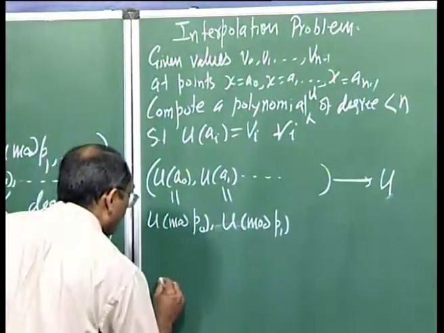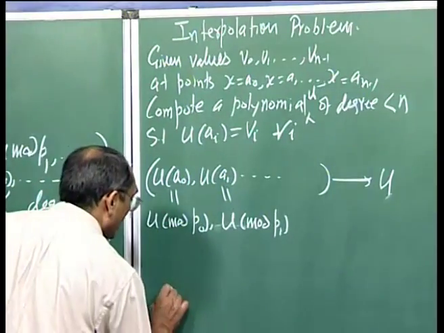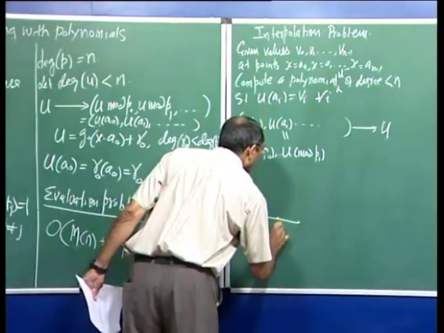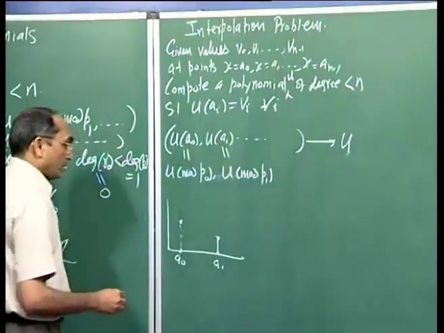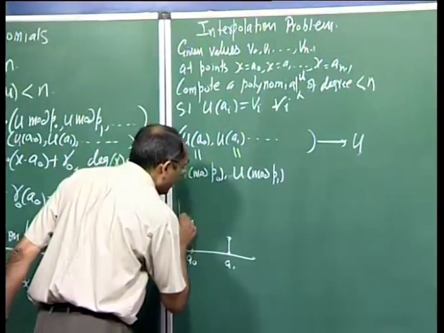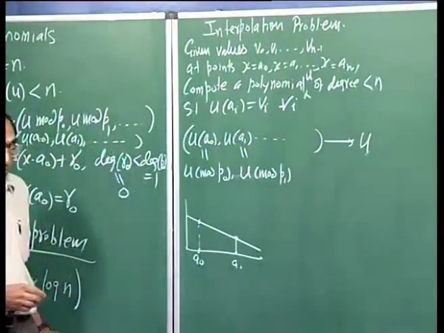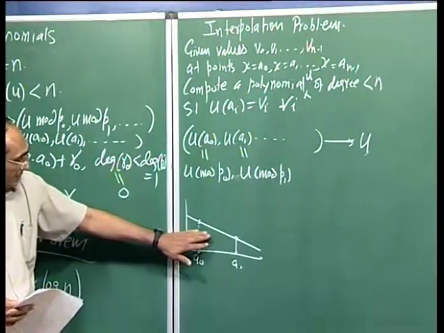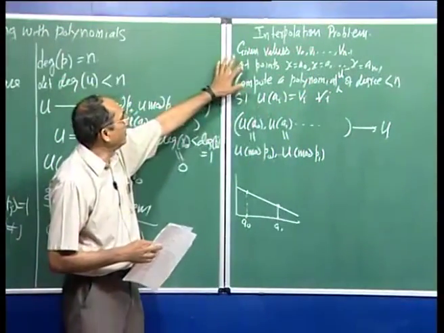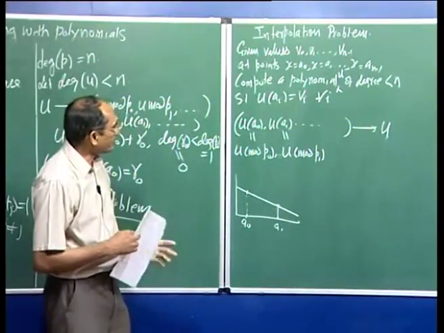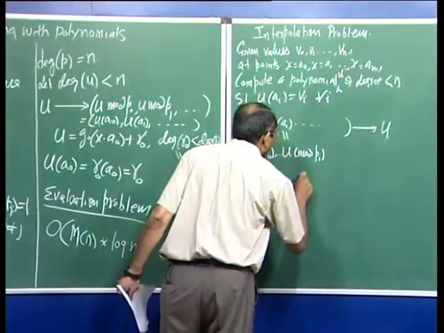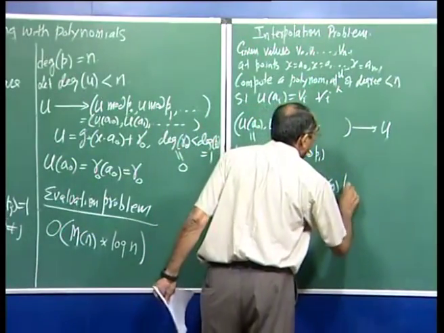We know that if I know the values of a polynomial at two points, a0 and a1, then I can give a polynomial of degree 1, namely a straight line, which will pass through these two. So, this is the interpolation. In a more general sense, we can actually compute in this fashion, again in order mn log n.